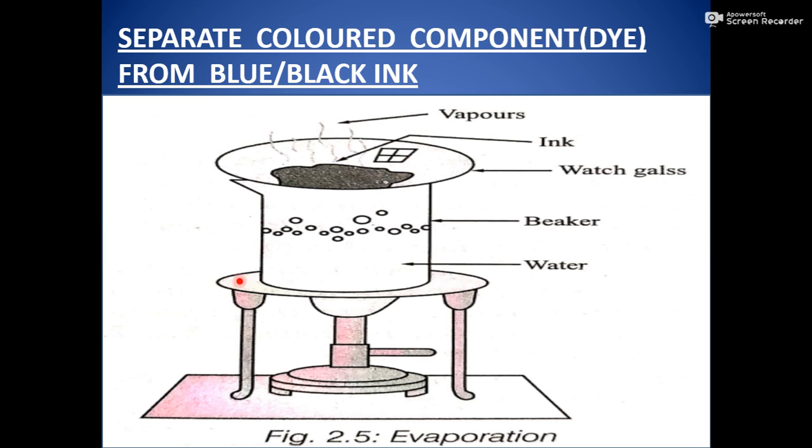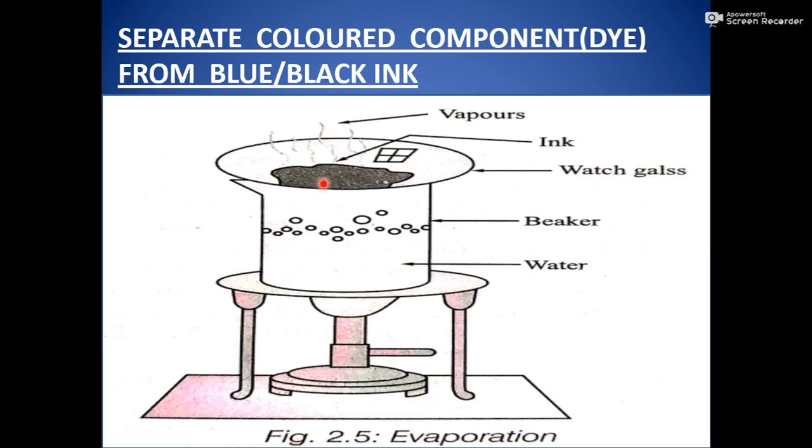So what we do, we arrange a setup like this, in which there is a burner which provides heating, and a tripod stand. On the tripod stand we keep a beaker that contains water, and on the beaker a watch glass. You have seen the watch glass in the laboratory. In the watch glass we put ink. Why is it indirect heating of the ink? That means heat first goes to the water and then to the watch glass, that is, then to the ink.